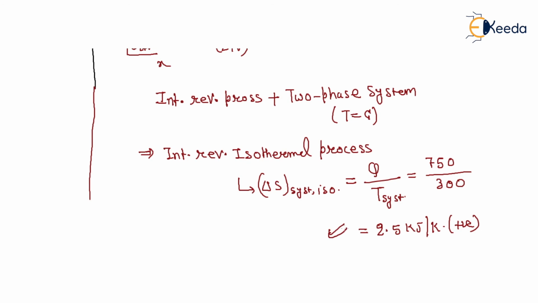Okay. So according to this, we can calculate the entropy change of any isothermal process, especially an internally reversible process. There can also be an externally reversible or totally reversible process, no problem. But for an isothermal process, it must be internally reversible. Okay. Thank you.